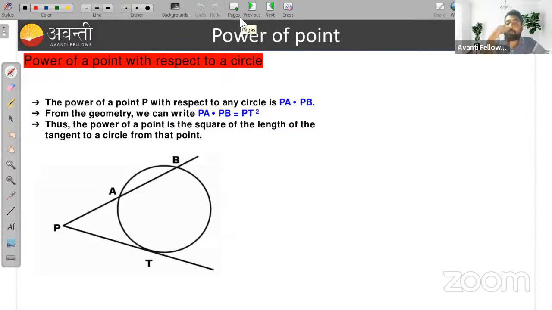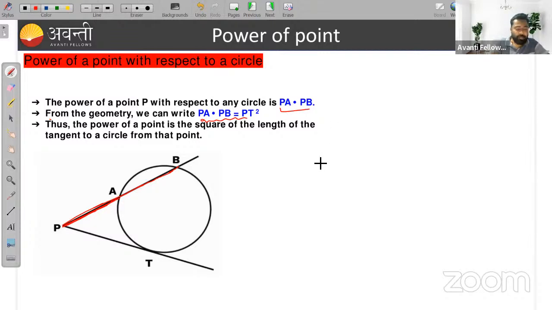Now, power of a point with respect to a circle. What is that actually? Just see, the power of a point P with respect to any circle is PA into PB. The length of PA into PB is called the power of a point P with respect to any circle. By using geometry, we can also write PA into PB is equal to PT square. Thus, the power of point is the square of the length of the tangent to a circle from the point.